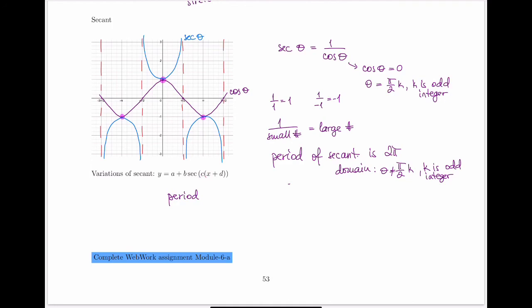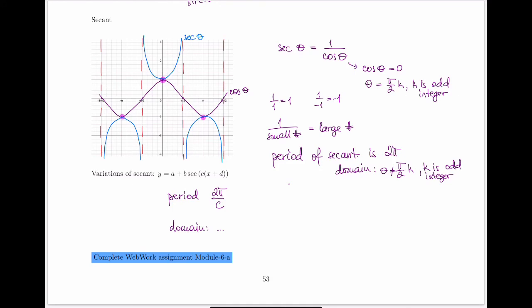So the period in this case will be 2 pi, which is the period of the secant in the basic form, divided by c, and the asymptotes and the domain will depend on the horizontal shift that occurred here. So you are probably going to find it easier to evaluate that for a particular transformation of the secant function.